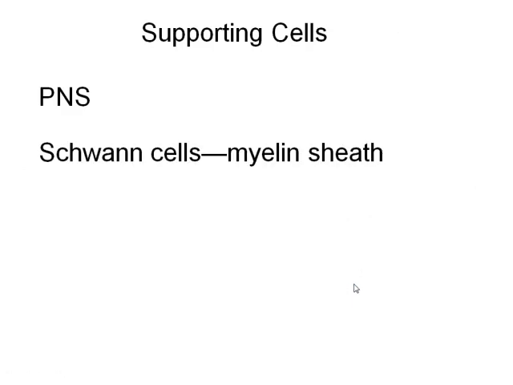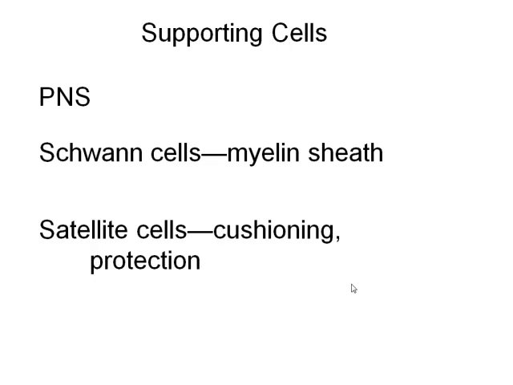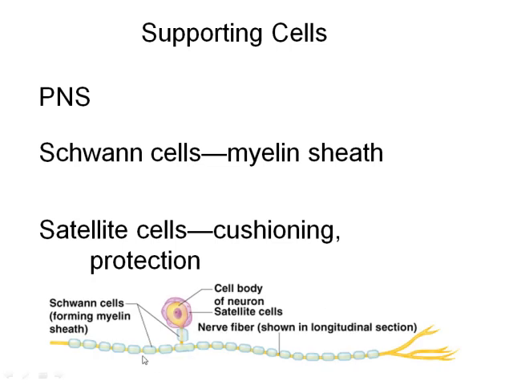In the peripheral nervous system, we have 2 glial cells. One is the Schwann cells, which make the myelin sheath in the peripheral nervous system, and the other one are the satellite cells, which help cushion and protect. And here you see some satellite cells around part of a neuron. And these little marshmallow puff things are the Schwann cells, making up the myelin sheath.